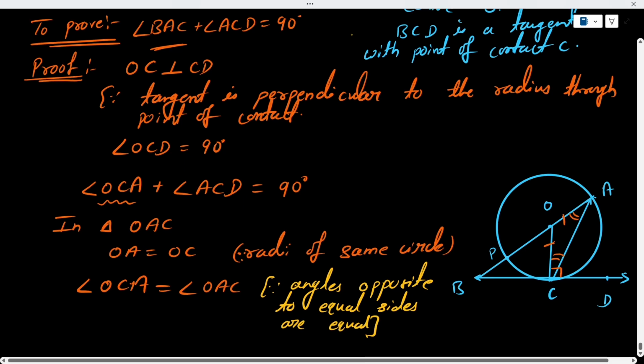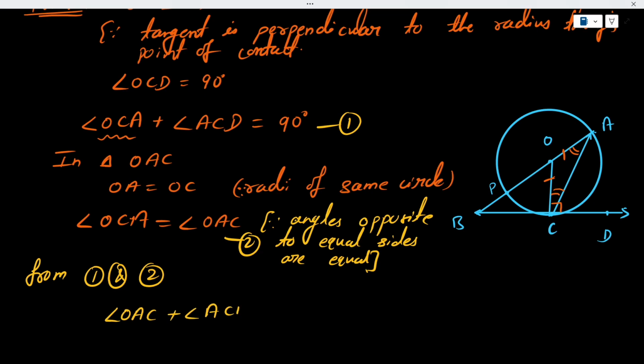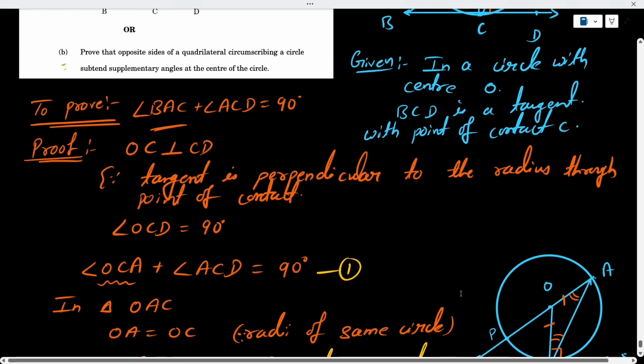Correct. So here, if I label this as 1 and this as 2, from 1 and 2 I can substitute here. From 2, I can substitute in 1 angle OCA, I can write angle OAC plus angle ACD is equal to 90 degree. Now we did not want OAC, we wanted BAC.